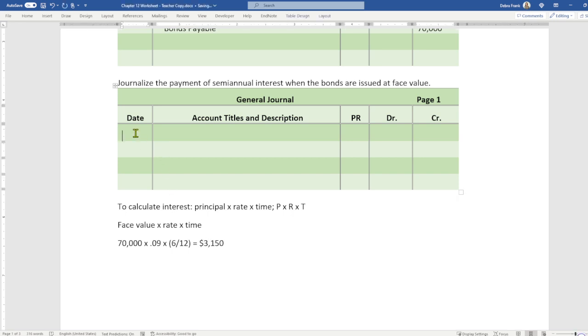Let's go ahead and do July 1st, our first interest payment. And we are all done with face value. That's not too bad. So in the next video, we'll do one at a discount.